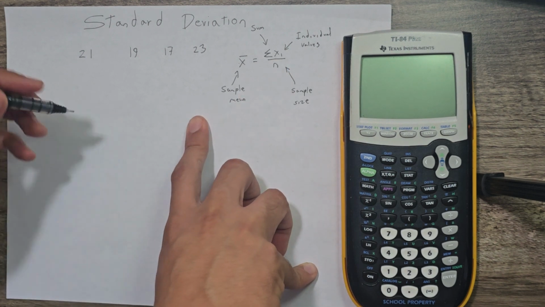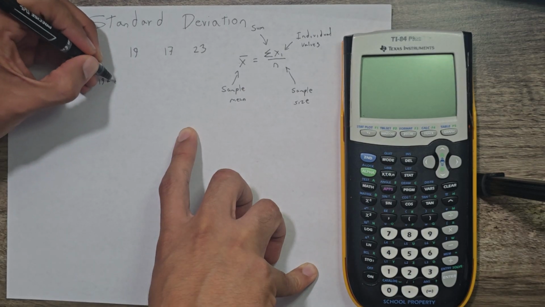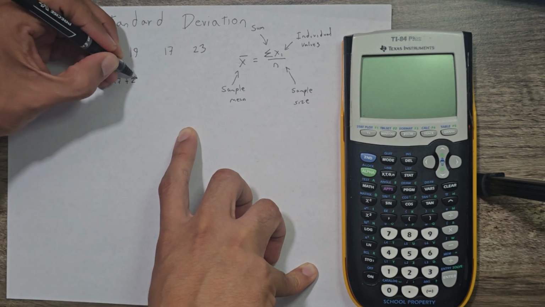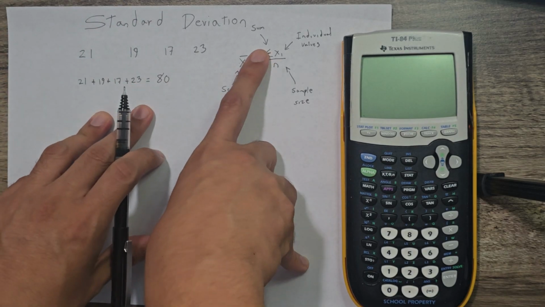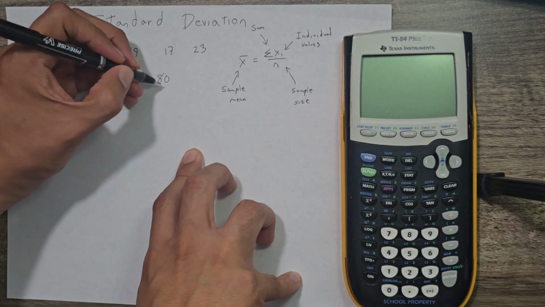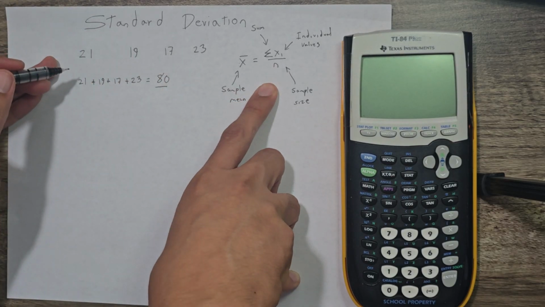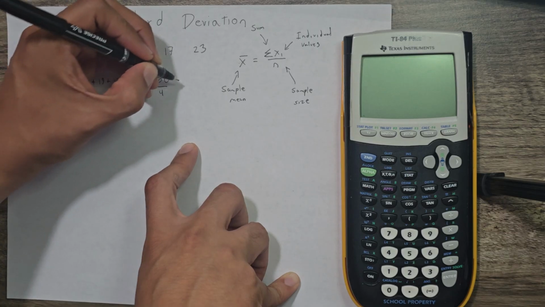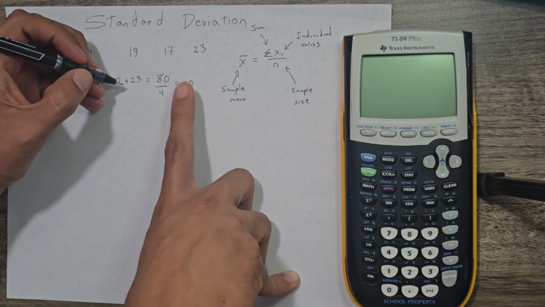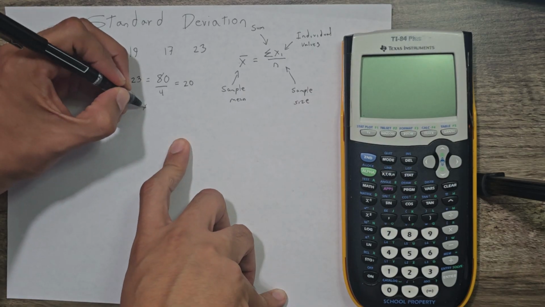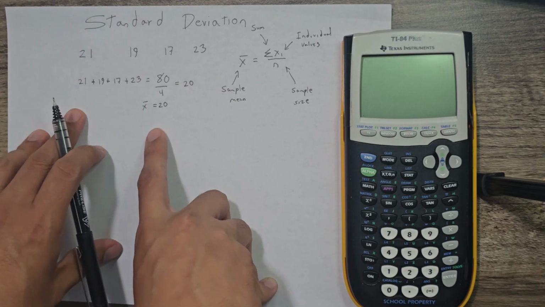So in this situation, we're adding 21 plus 19 plus 17 plus 23 to get 80. That's the summation, the top part up here. And we're going to divide it by our sample size. There are 4 values, therefore our n is 4. So we're going to divide our 80 by 4 to get our sample mean of 20. So our x bar for this set of data, these 4 points of data, is 20.